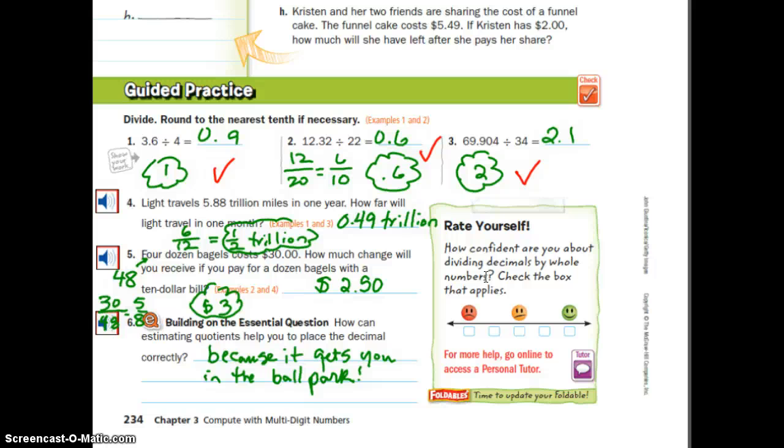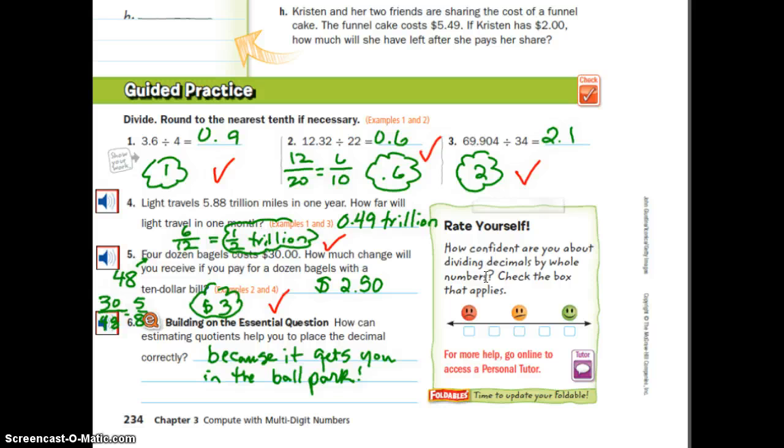Okay, so then the next one. Light years, 5.8 trillion miles, 1 year, 12 months. That's 12, so that's 6 over 12, which is a half, or half a trillion. The answer is 0.49. Wow, that is really incredible that light travels that fast. In the next one, I got $3, and we get $2.50. So again, it looks good.